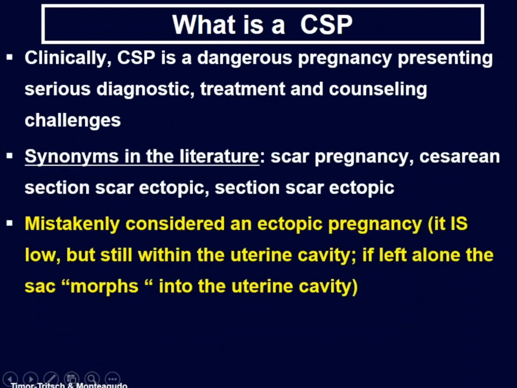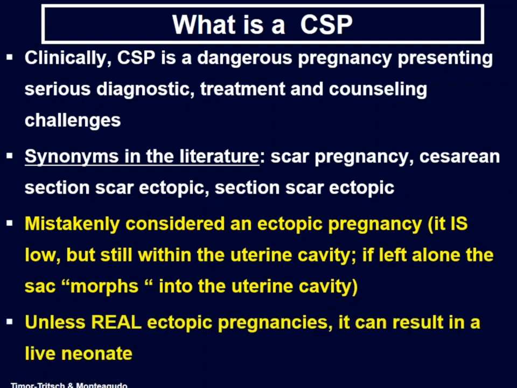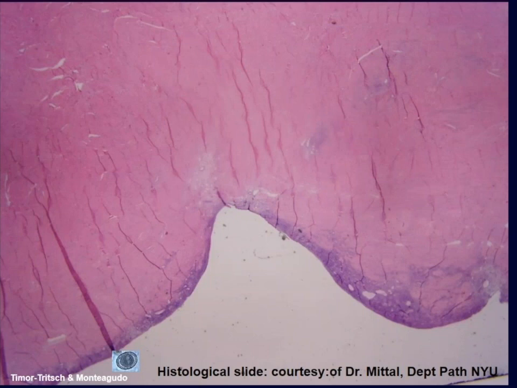There are many synonyms in the literature, such as scar pregnancy, cesarean section scar ectopic, and cesarean scar ectopic. It is mistakenly considered an ectopic pregnancy. However, remember, it is low, but still within the uterine cavity. And if left alone, the sac will grow into the uterine cavity with the pregnancy in it. Unlike real ectopic pregnancies, this kind of pregnancy can result in a live neonate.